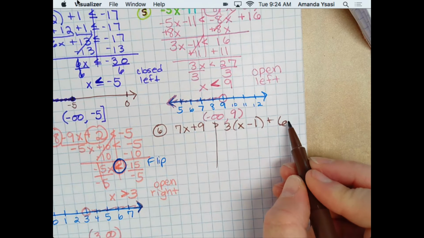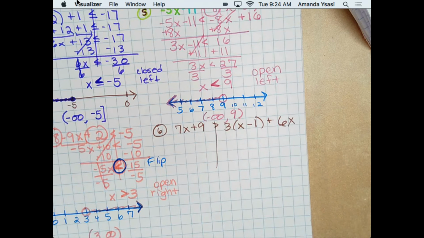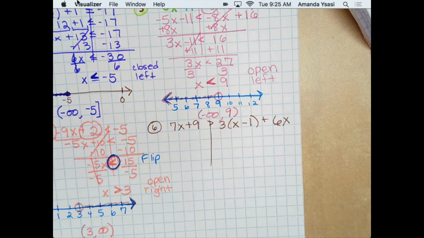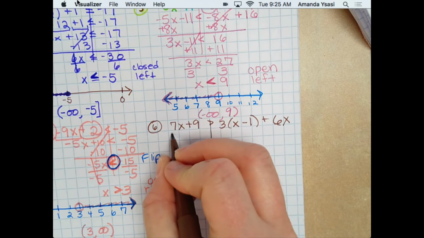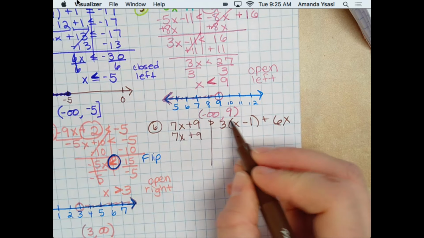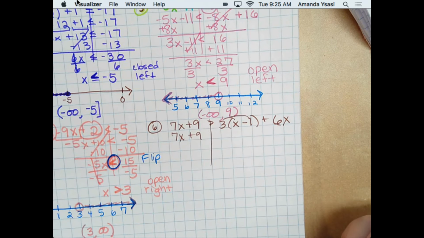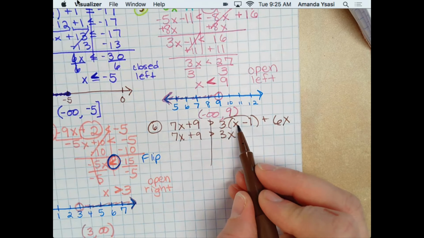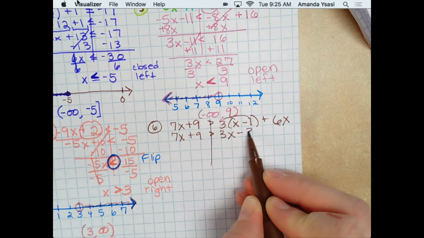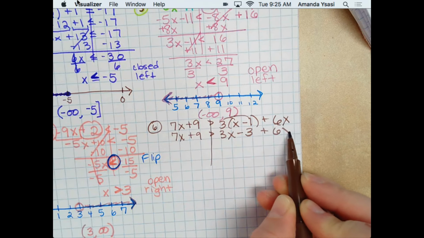Okay, oh, that should be an X there. Sorry, I forgot my X. 6X should be over here. I left it off in the beginning. Okay, the left side, we can't do anything with that. The right side, we can distribute the 3. 3X, 3 times X, 3 times a negative 1, minus 3, plus 6X.